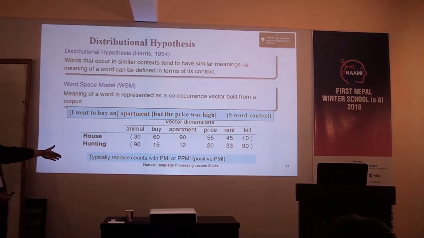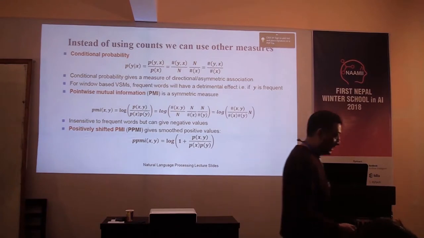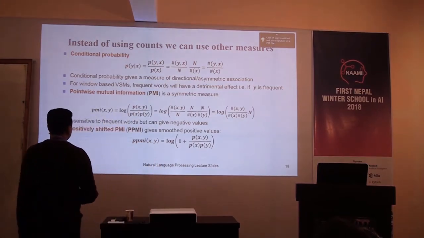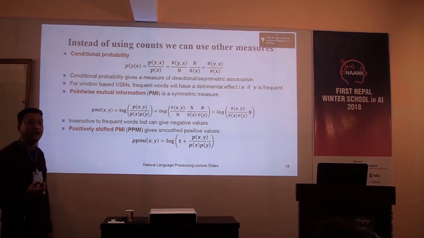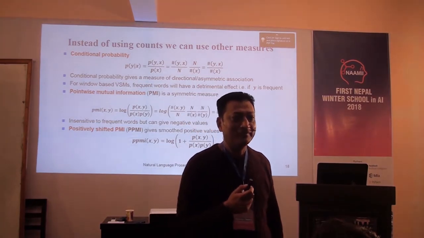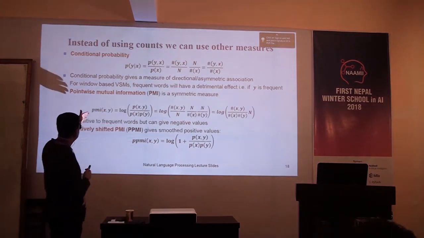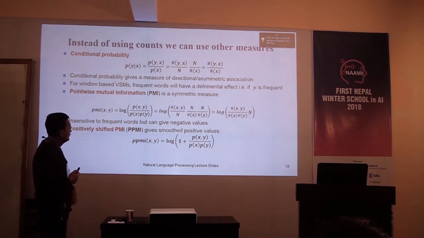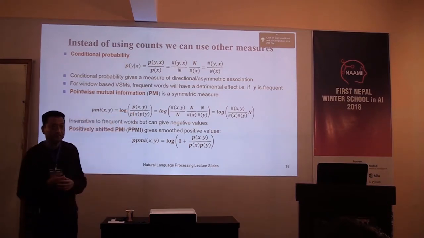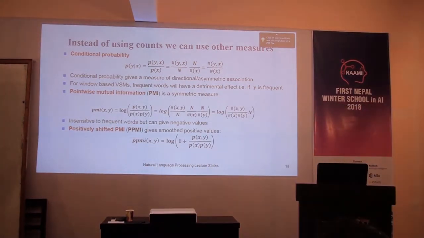Okay, so we can do more sophisticated things instead of just doing counts. So instead of using counts, we can do more clever things. We can use conditional probability, okay? But the problem with conditional probability is that if you have a word like a or the, you would see them everywhere. So you don't really want a or the, right? Because they're going to appear all the time. So you can use what's known as pointwise mutual information, which is just a log of the joint probability over the product of the individual marginal probabilities, okay? So that tells you how strongly they are associated with each other, okay?